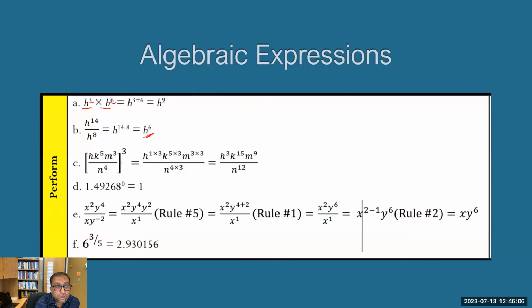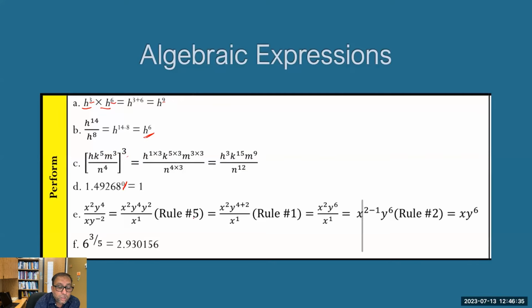Here we are saying that this exponent is raised to a further exponent. So we multiply each exponent by the outer exponent. So h exponent 3, k exponent 15. Why? Because 5 multiplied by 3 is 15. m exponent 9 and n exponent 12. Here we see that the exponent is 0, so that means that the value is 1.